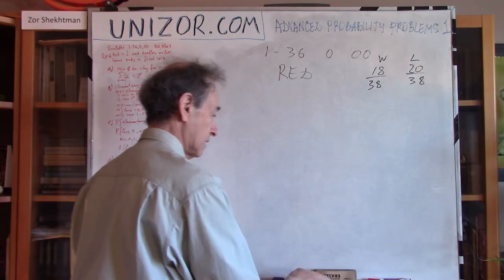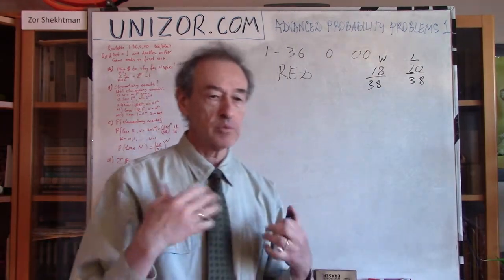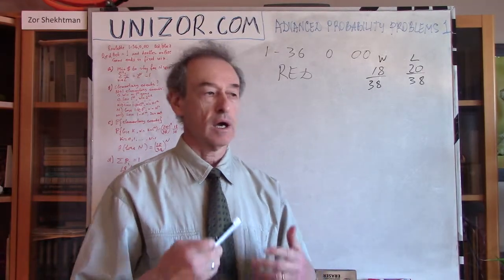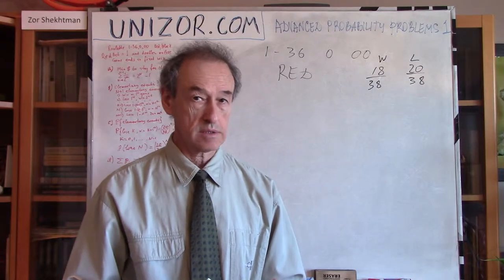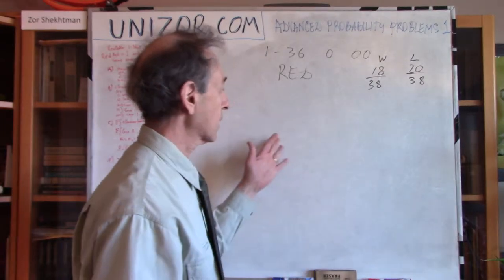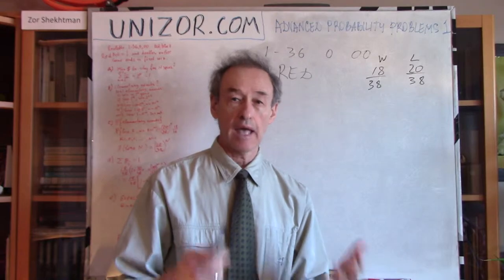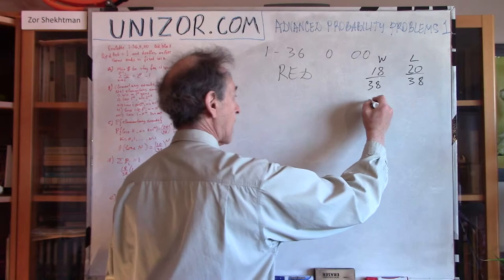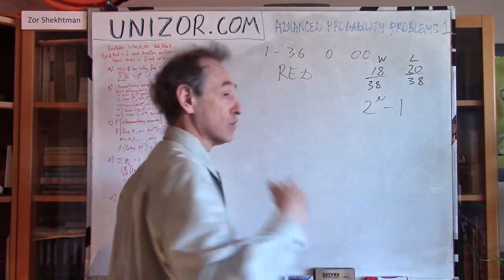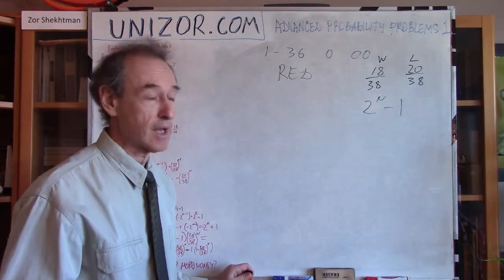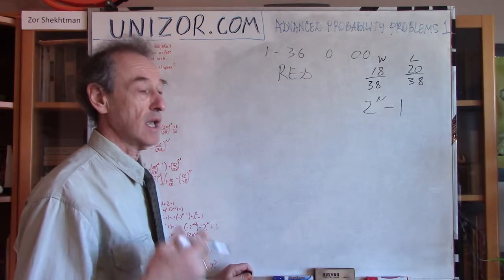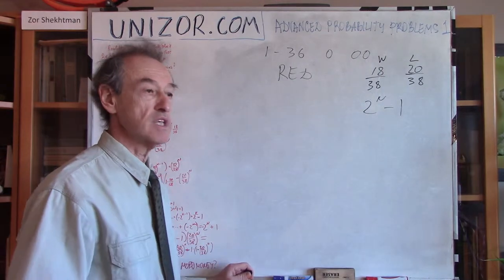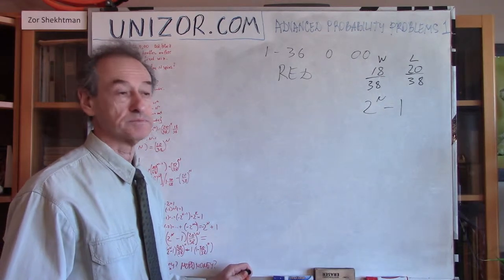Next problem is the following. I would like to list all the elementary events, mutually exclusive events, which can happen during these N games for which you have enough capital. So let's assume you have the capital 2 to the power of N minus 1, which means you can play up to N games. And my question is, what are mutually exclusive results of these experiments?